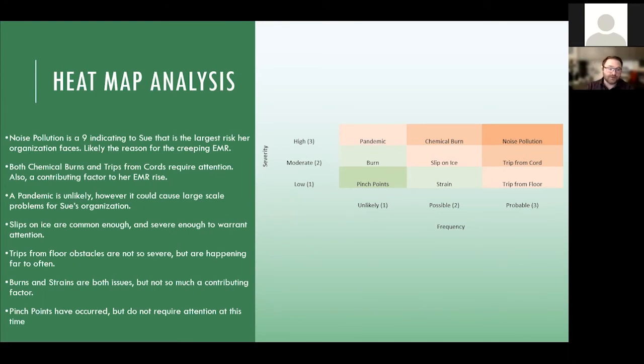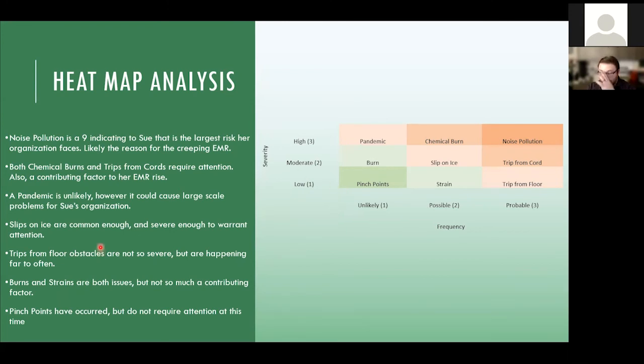They're also a contributing factor to her EMR. A pandemic is unlikely, however, it could cause large-scale problems for Sue's organization. And so again, this goes back to just because something is once in a million or once every 100 years doesn't mean it's going to happen once every 100 years. It means it's low frequency. So just because you have a low frequency risk doesn't mean it's not going to happen. It just means that it won't happen very often.